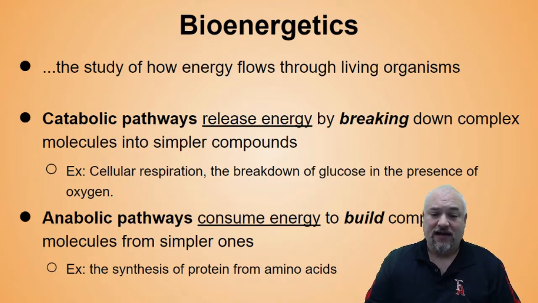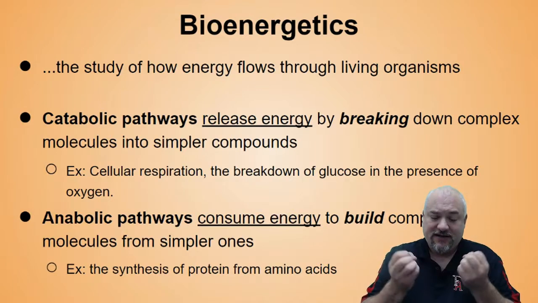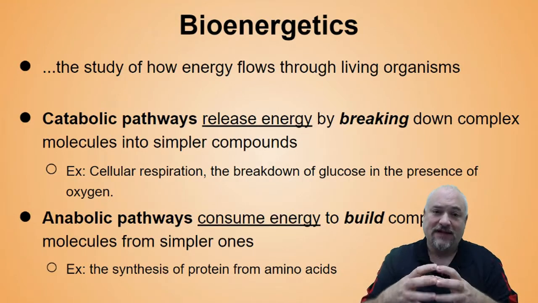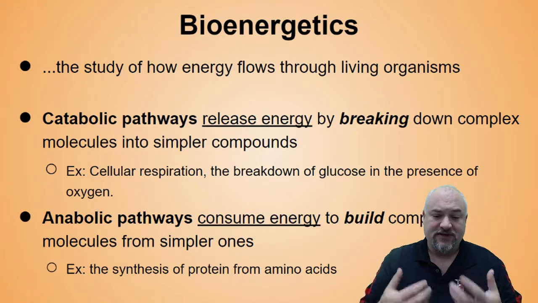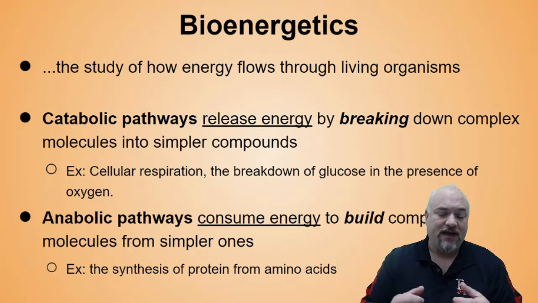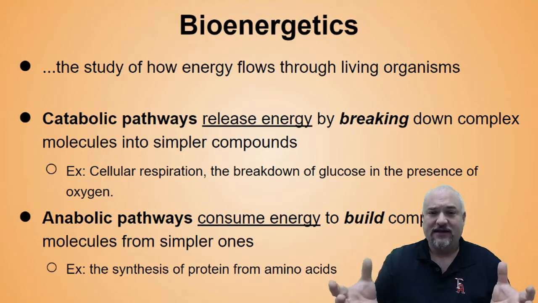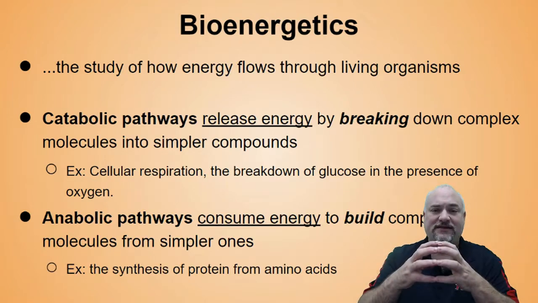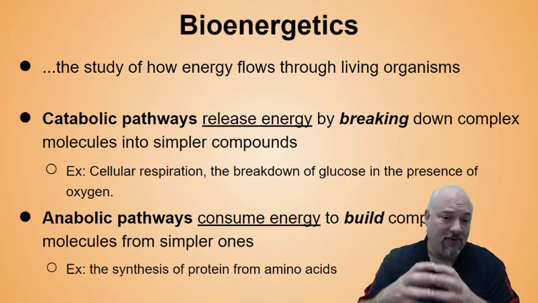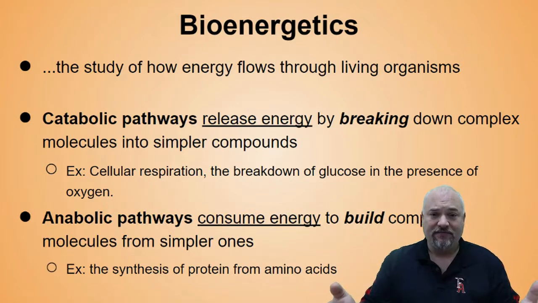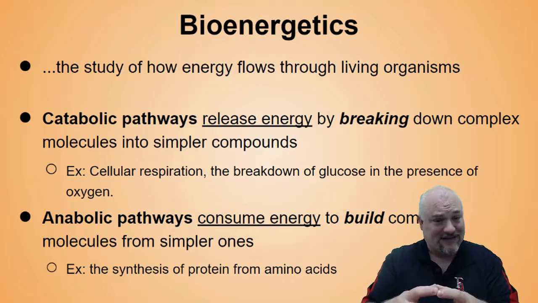Anabolic pathways is the reverse of that. It's where you have to consume energy to take these smaller molecules and build them up into something bigger and more complex. Prime example of that is photosynthesis, or making proteins from amino acids. Okay, we take some outside energy, we use that to bind these together into more complex molecules. So catabolic, big, break it down to release energy. Anabolic, we start with small things, put them together, but that takes energy.